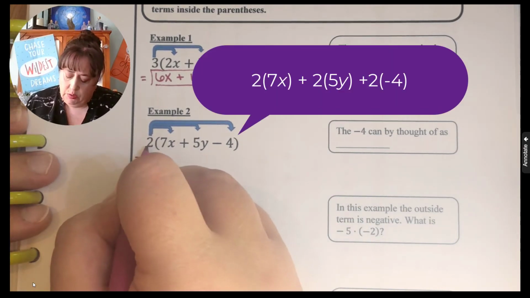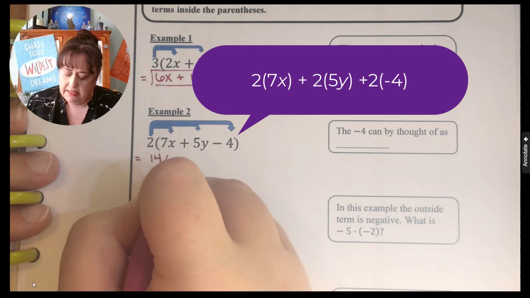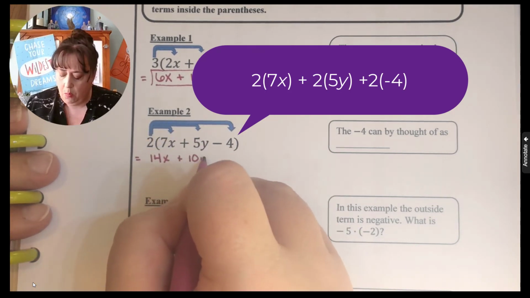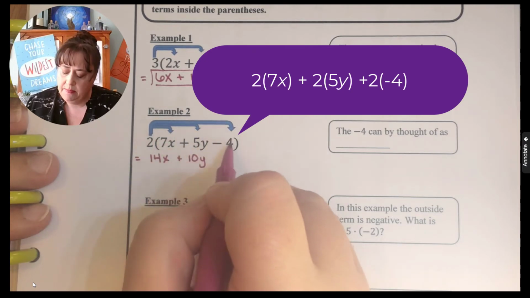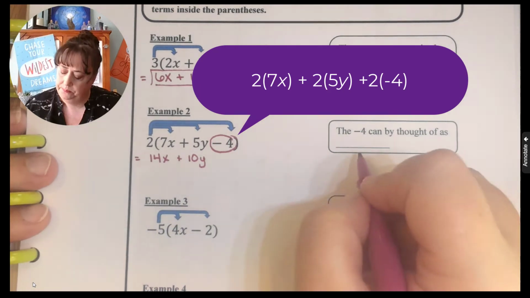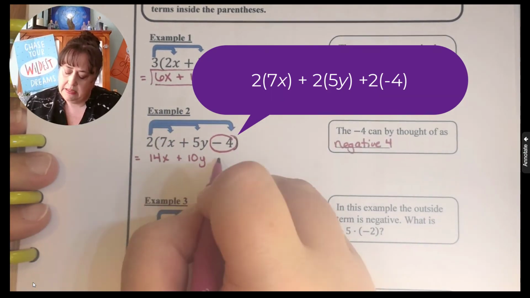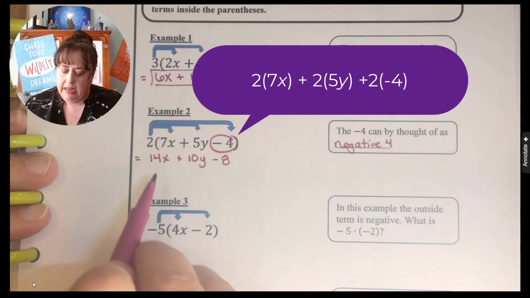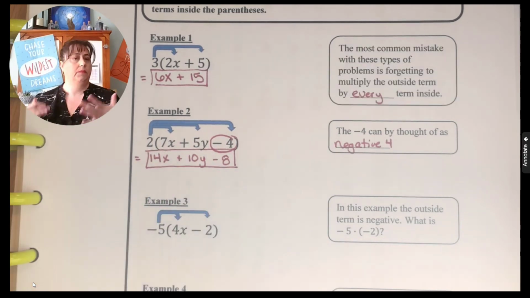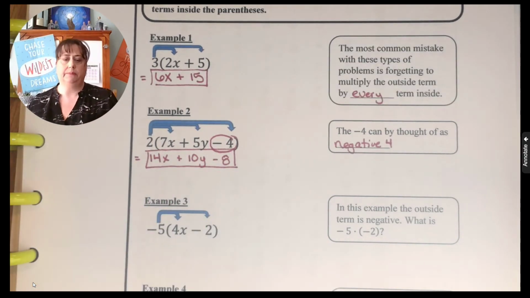So it equals 2 times 7x, which is 14x, and 2 times 5y, which is 10y, and then 2 times, and remember, this is a negative 4. So 2 times negative 4 is a negative 8. These are not like terms, so we are done. It's really just that fast.